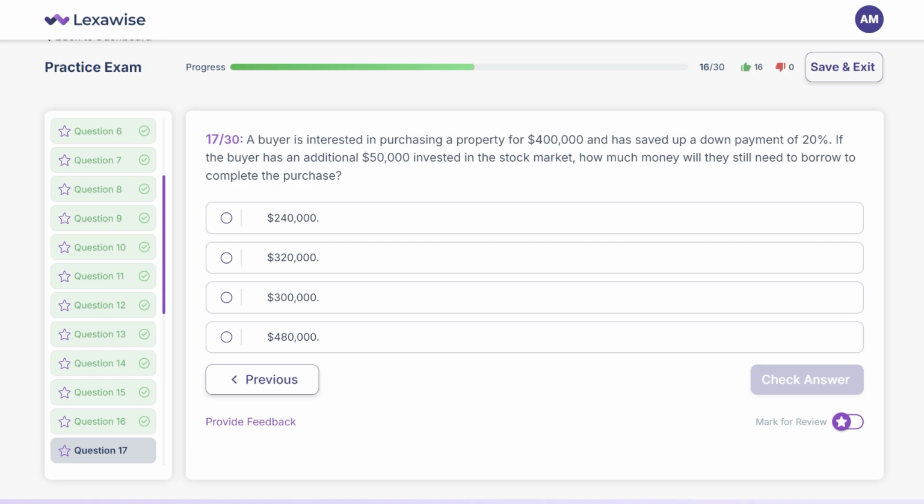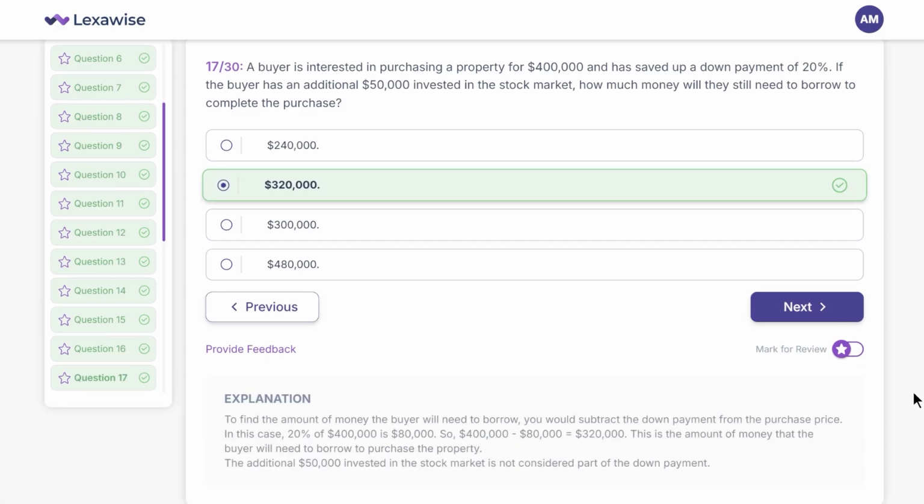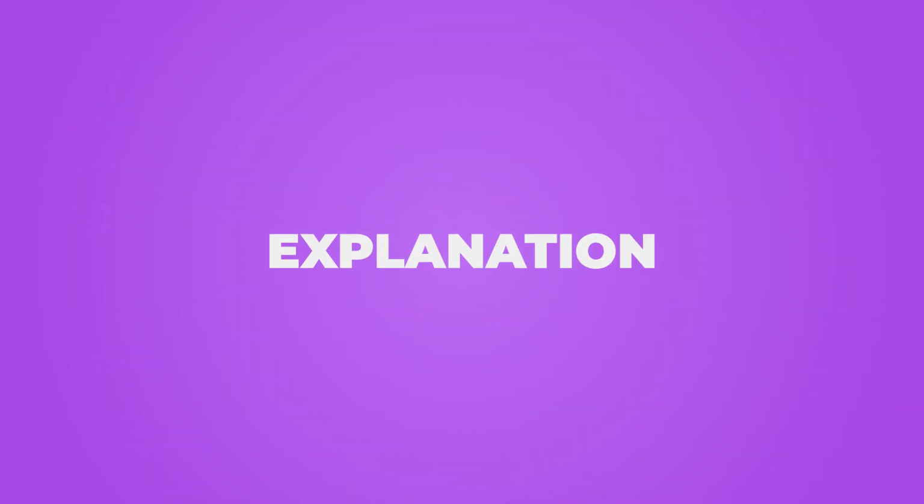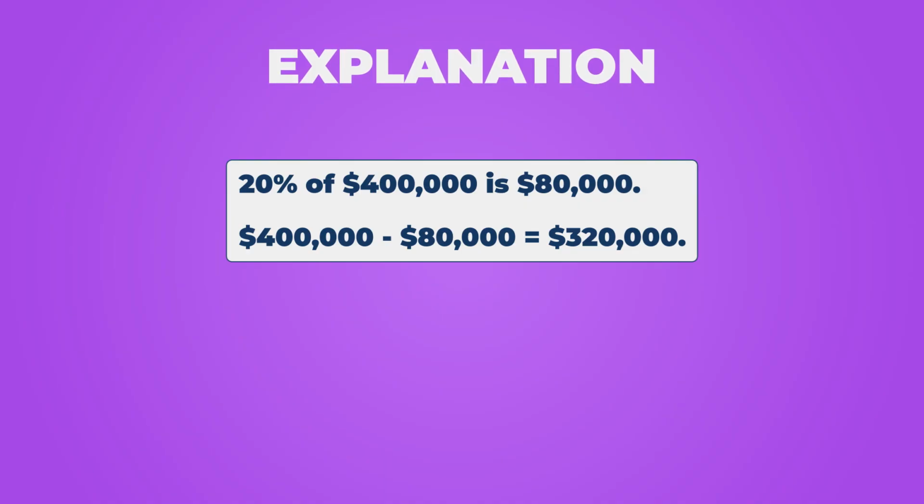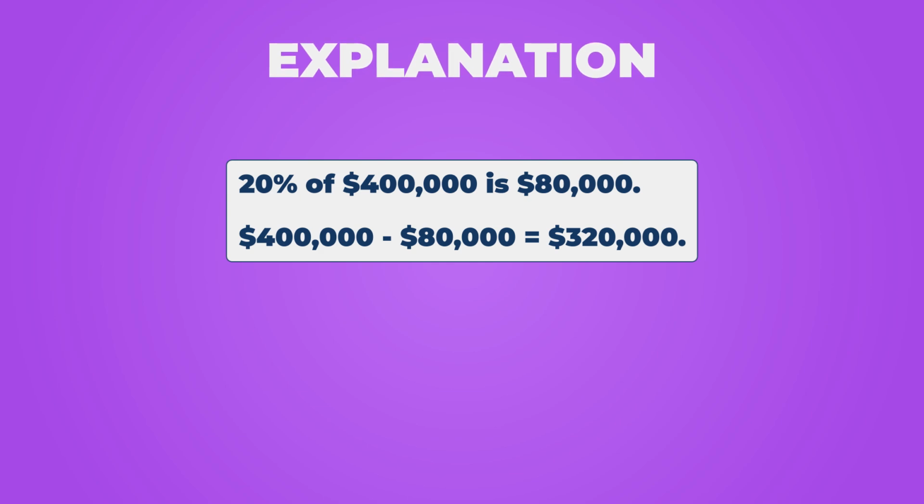The correct answer is B. $320,000. To find the amount of money the buyer will need to borrow, you would subtract the down payment from the purchase price. In this case, 20% of $400,000 is $80,000. So $400,000 minus $80,000 equals $320,000. That's the amount of money that the buyer will need to borrow to purchase the property. The additional $50,000 invested in the stock market is not considered part of the down payment.